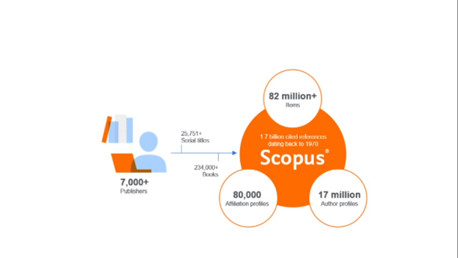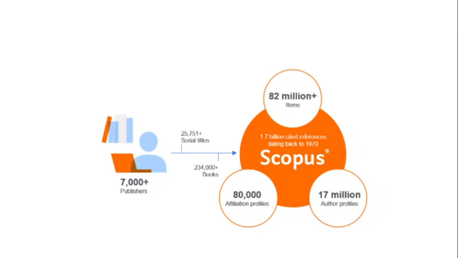Before that, you need to know what are the total things available in the Scopus database. It is 1.7 billion cited references dating back to 1970. 17 million author profiles are there. 80,000 affiliation profiles, that is university institutional profiles, are available. 7,000 plus publisher details are there. 25,751 plus serial titles, that is journal titles or content titles, are there. 234,000 plus books are indexed in Scopus. So all these things are available in the Scopus database. From there only we'll select.